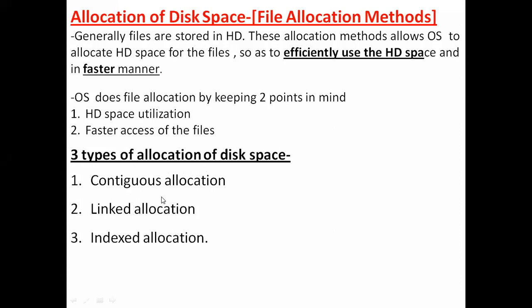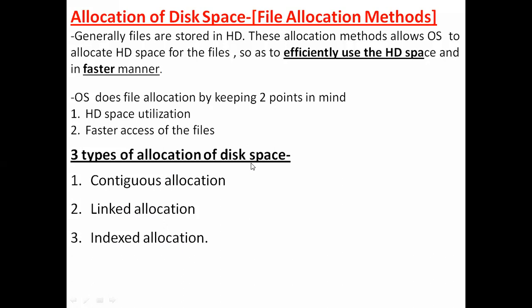The second type of allocation of disk space is linked allocation. Why is the name linked used? Because we have the concept of a linked list used here, hence the name linked allocation. The third type of allocation of disk space is indexed allocation. So for your syllabus, you have basically these three kinds of allocation of disk space.